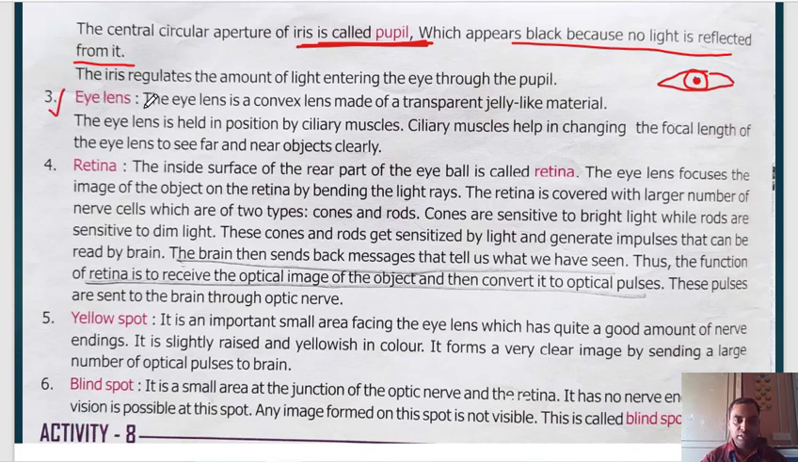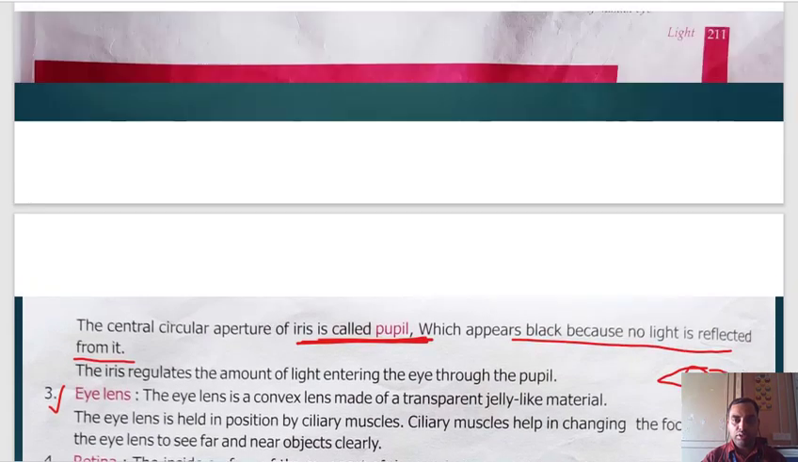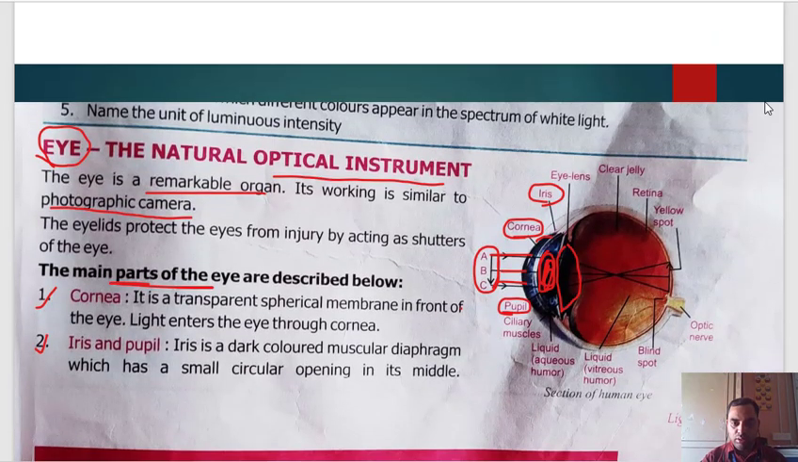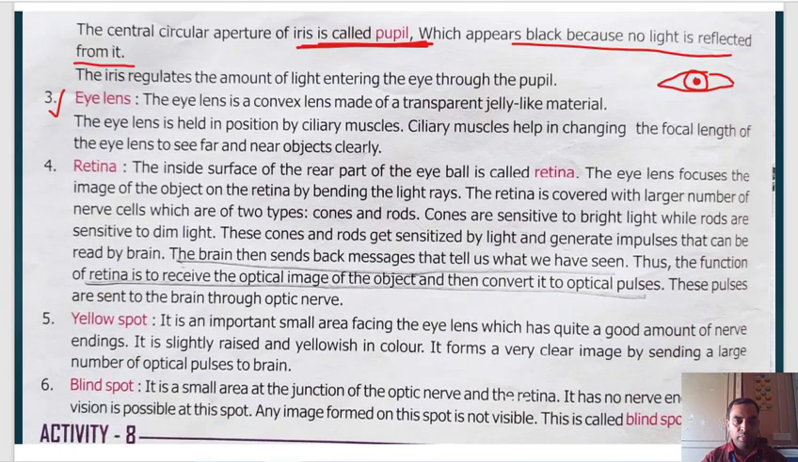Next one is the eye lens. See this one. This is the eye lens, and I have drawn it here. You can clearly see it in the diagram given in your book. You know what the job of a lens is. The eye lens is a convex lens. This is important. Which type of lens is there in our eye? It is the convex one, made of transparent jelly-like material.